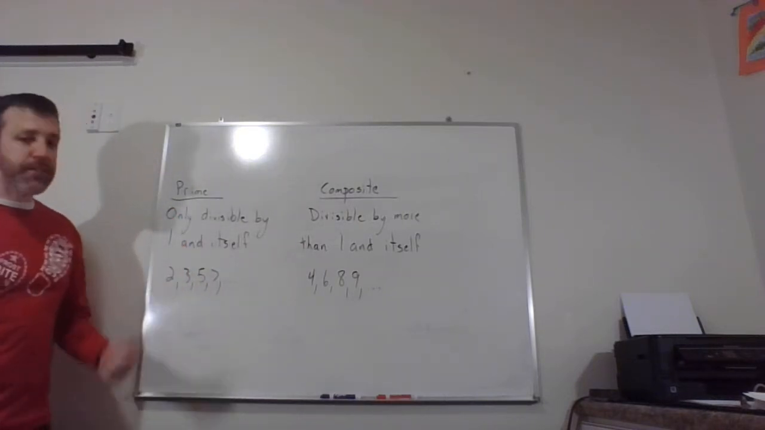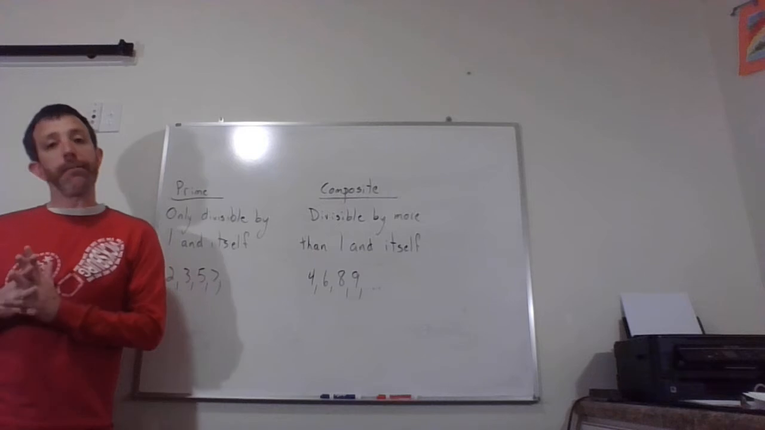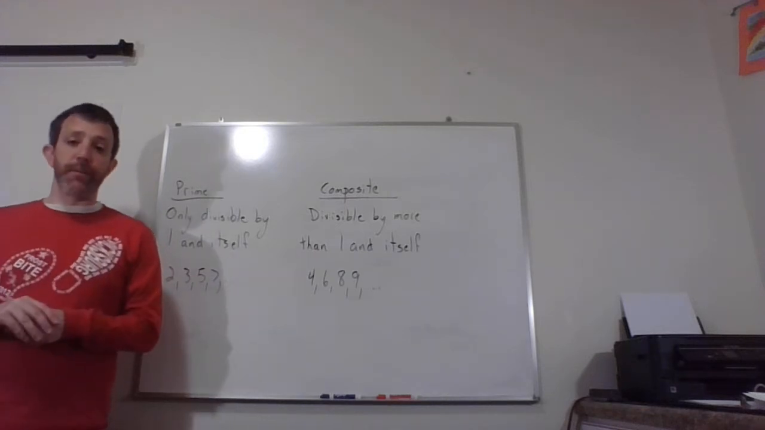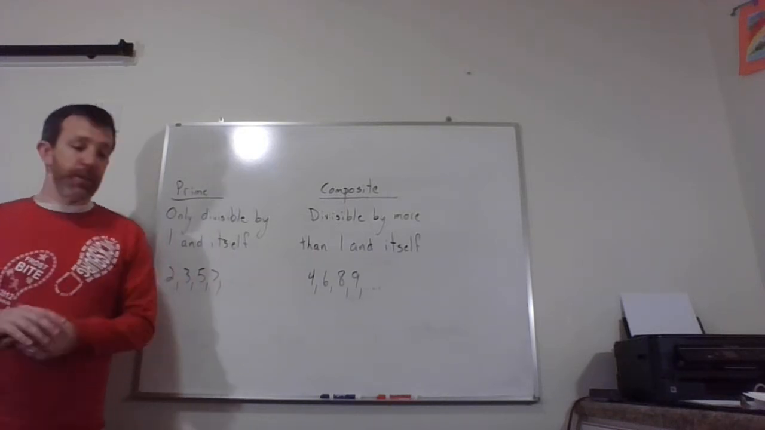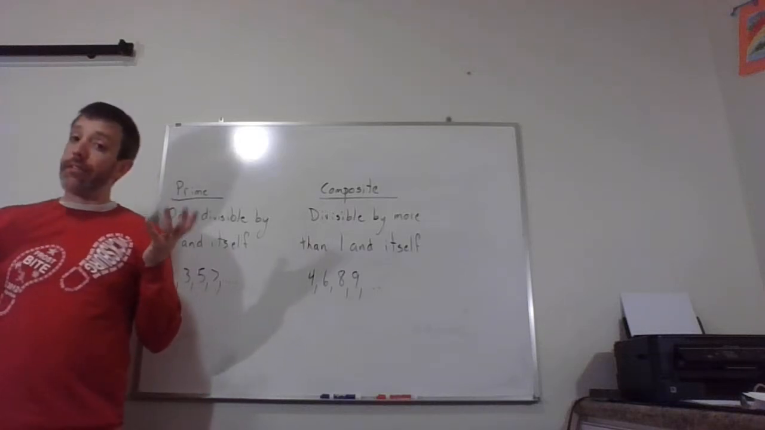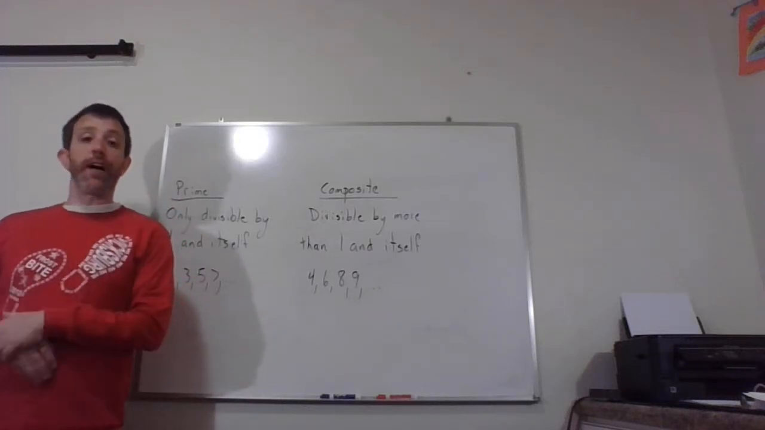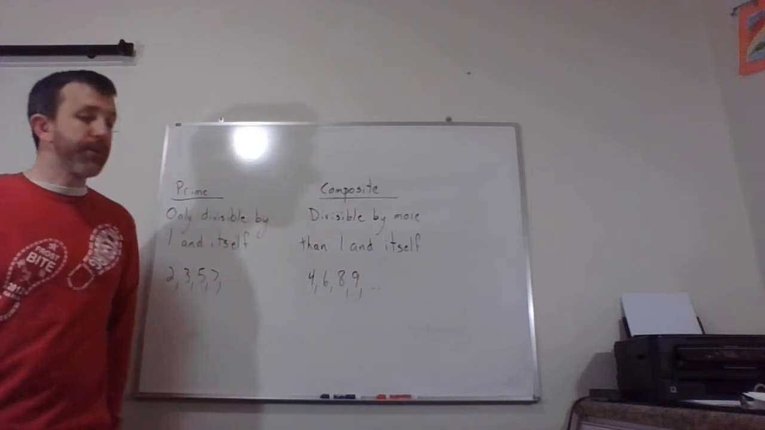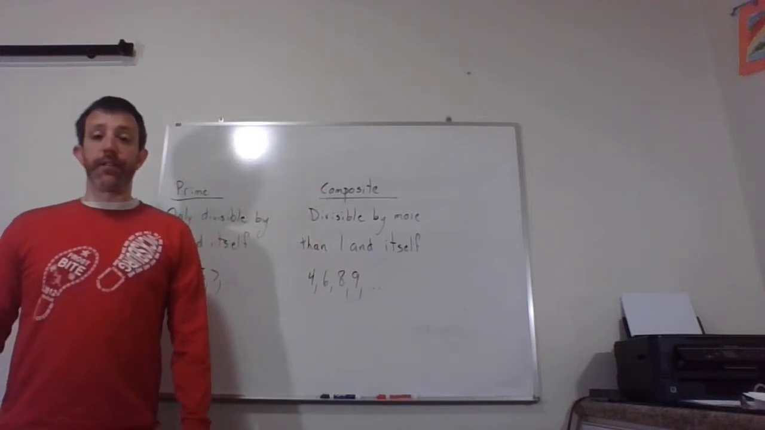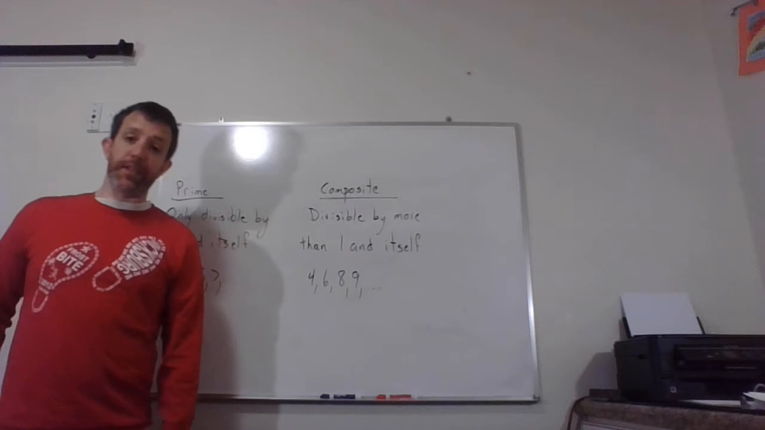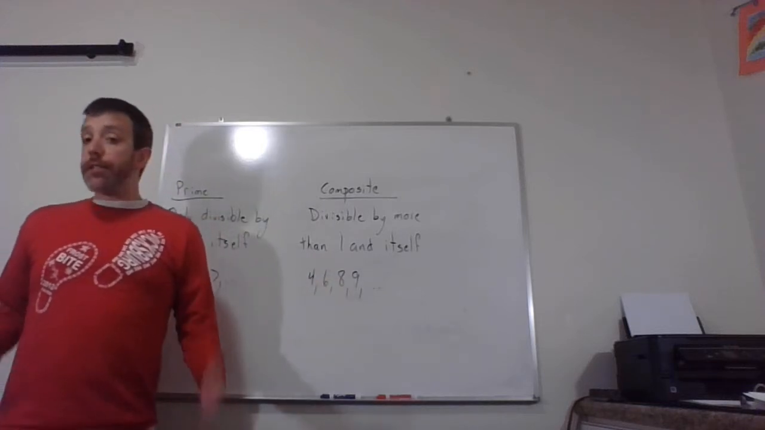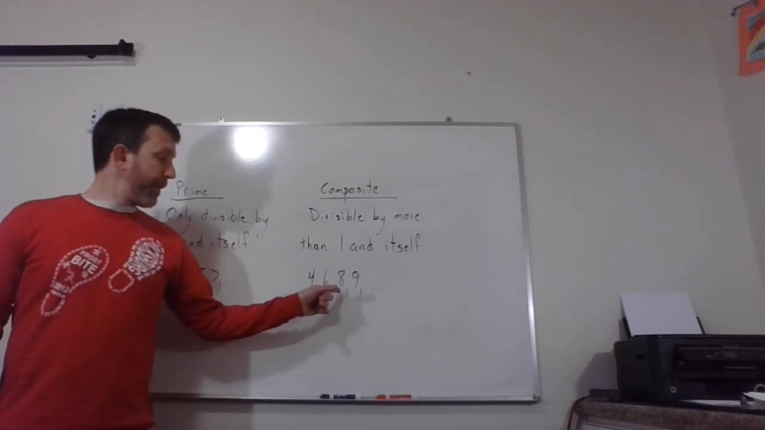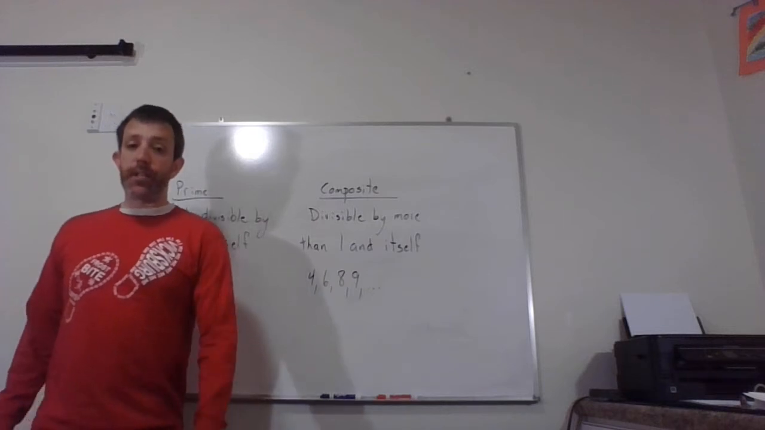But if you look at the numbers on my list, what they have in common is that the only thing you can divide them by is 1 and that actual number. So for instance, with 5, you can't find anything other than 1 and 5 that will evenly divide 5. Composite numbers are divisible by more than 1 and itself. So something like 8 is clearly divisible by 2. That's why it gets on this list over here with the composite numbers.